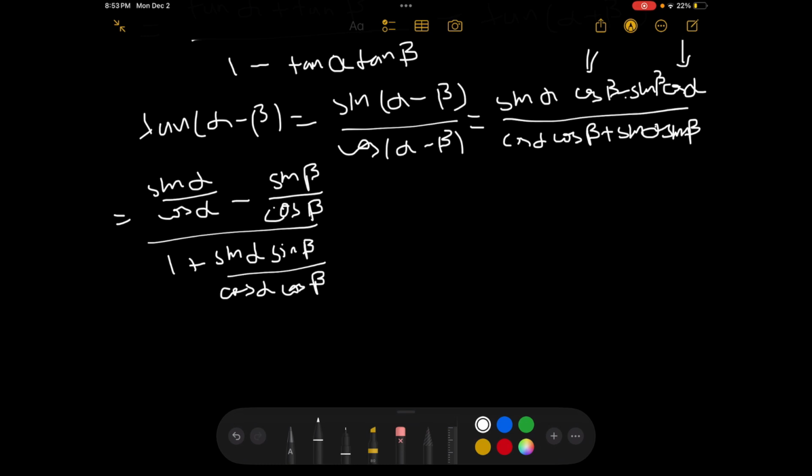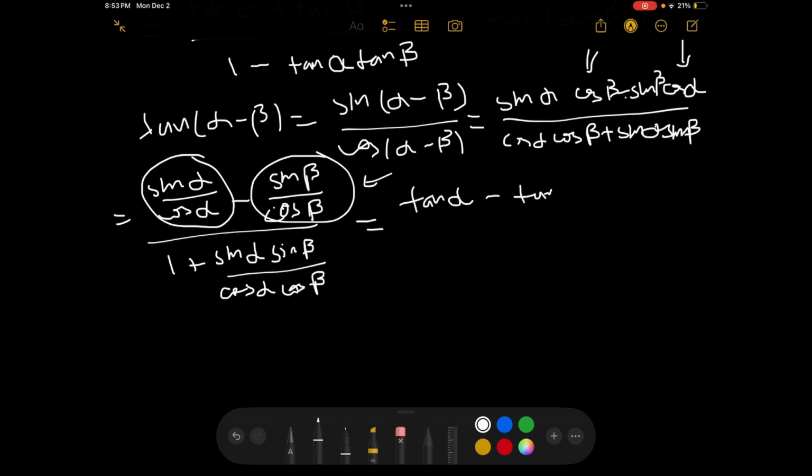So we actually notice here that each of these terms can be simplified using the tangent definition. So this is just tangent of alpha. This is just tangent of beta. And the bottom here is just tangent of alpha times tangent of beta. And these are our sum and subtraction angle formulas for tangent.